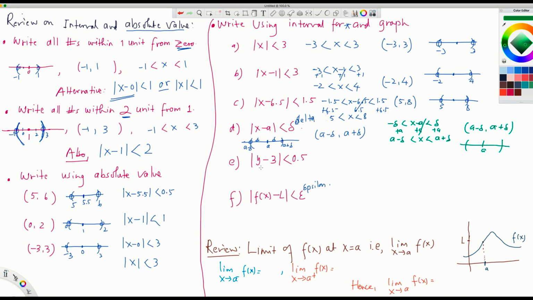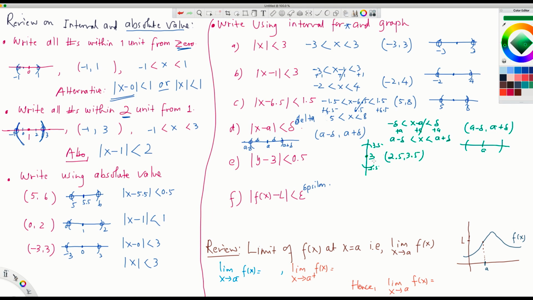Similarly, how would you do that for y? These are for x. x is the horizontal axis, right? For y, how do you write that? What it says is there is 3. You are looking within 0.5 distance from 3. This is 3 minus 0.5, this is 3 plus 0.5. So this will be 3.5, this will be 2.5, right? 0.5 unit below and 0.5 unit above. So if you want to write in the interval notation, it will be 2.5 through 3.5, right?